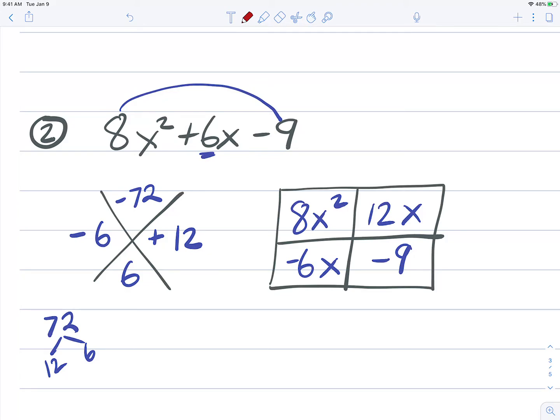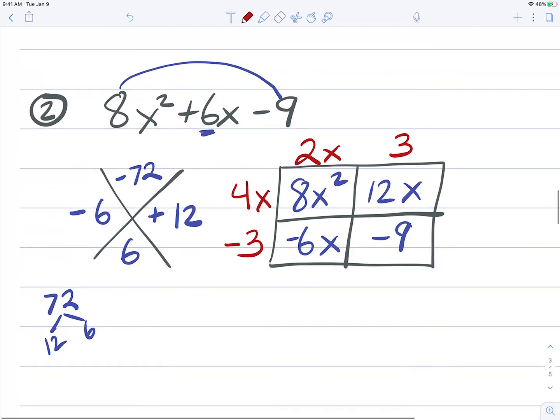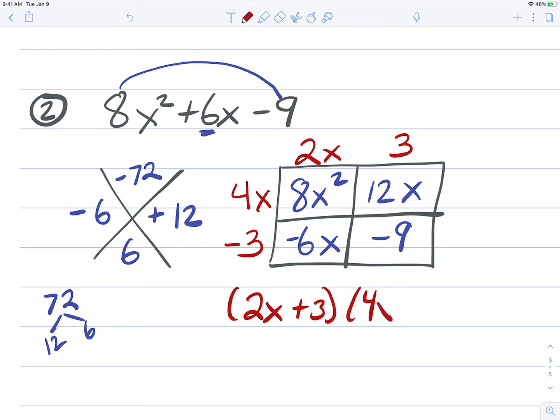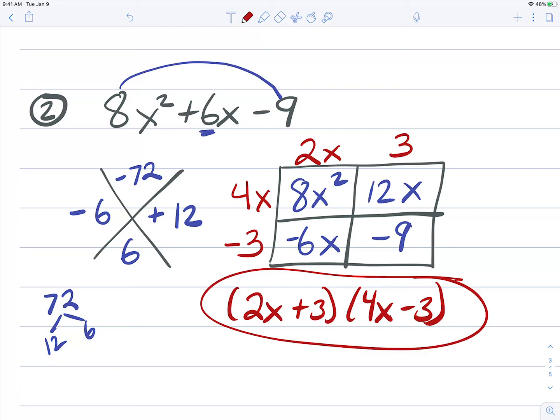Okay, the GCFs. The GCF of the first column, they are both multiples of 2 and they have an x. The last column, they're both multiples of 3. Remember, we're looking for the highest GCF. For the row, the highest multiple is a 4, and they have an x in common. And on the bottom, they have a negative in common and a 3. So my answer is 2x plus 3 and 4x minus 3. So we've just factored that trinomial.